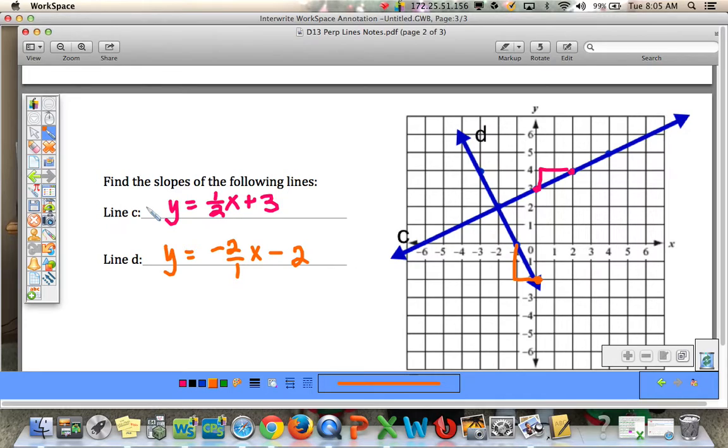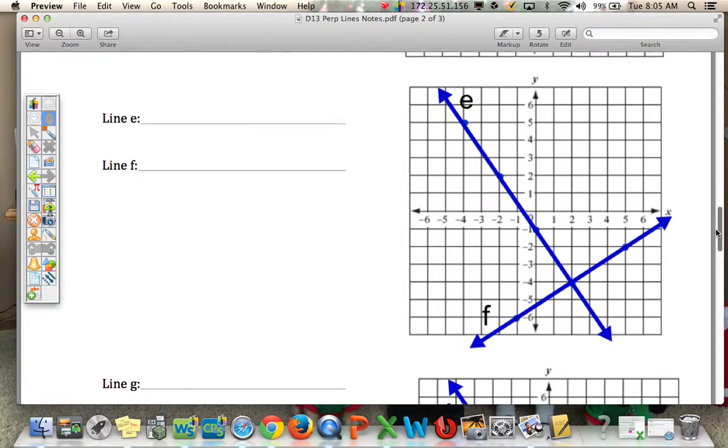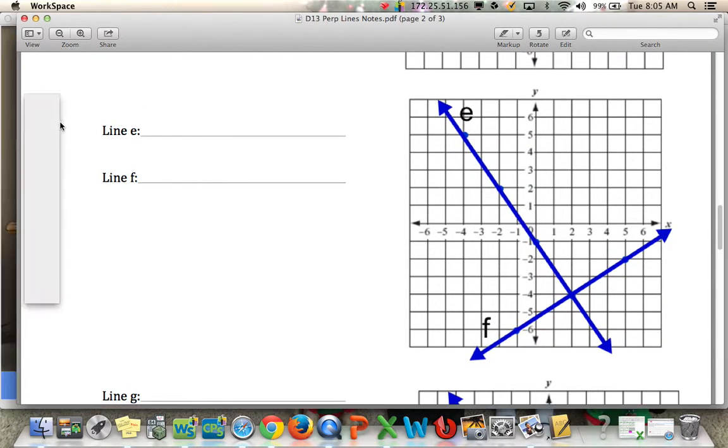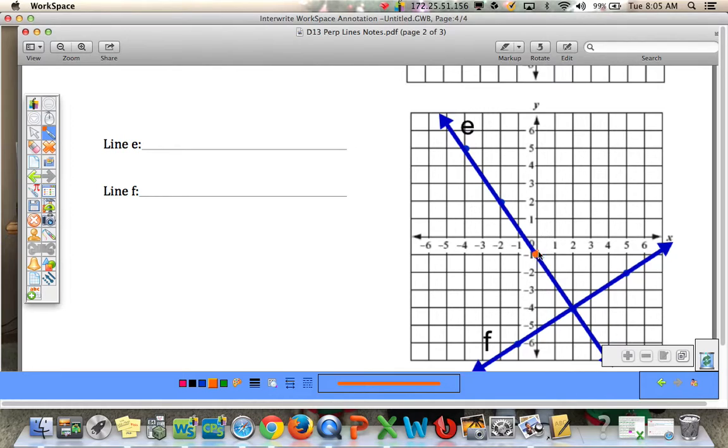Okay, let's do a few more of these, and we're going to find, let me turn the volume down on this. Okay, so let's do a few more of these, and then we'll look for a pattern. So this line right here, E, has a y-intercept of negative 1, and the slope is negative 3 over 2. So we have y equals negative 3 over 2x minus 1. Let's take a look at F.